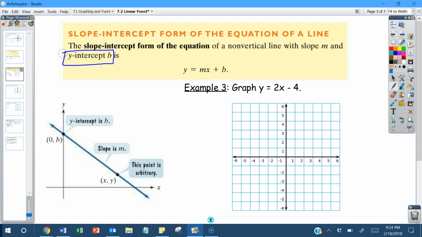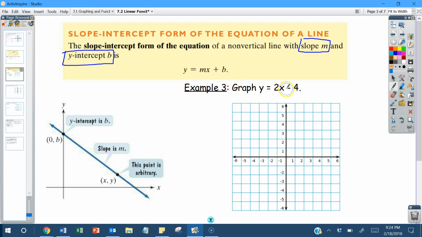That b we're going to also call the y-intercept. It's a cool little thing that happens. And any number that's multiplied by the x, we'll call that the slope. So the slope is going to be m, the y-intercept is b, so we call it slope-intercept form because it has the slope and the y-intercept. So if y is by itself on the left side of the equation, then the equation's in slope-intercept form if it's linear.